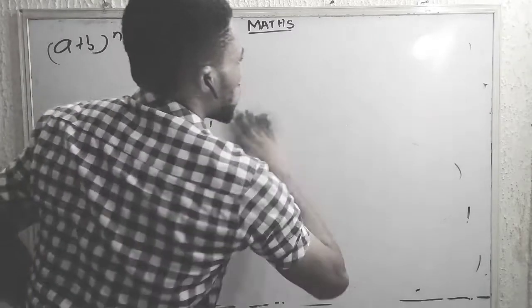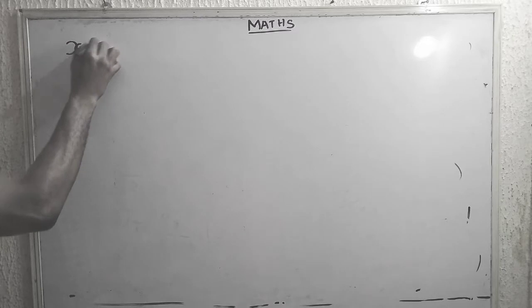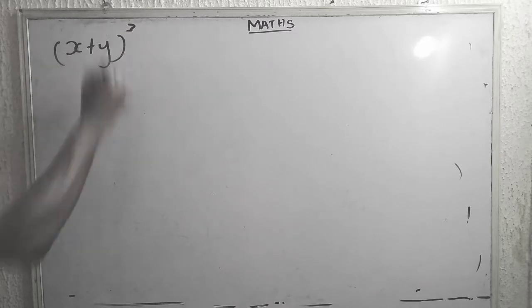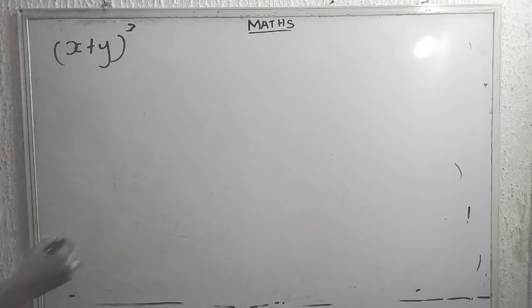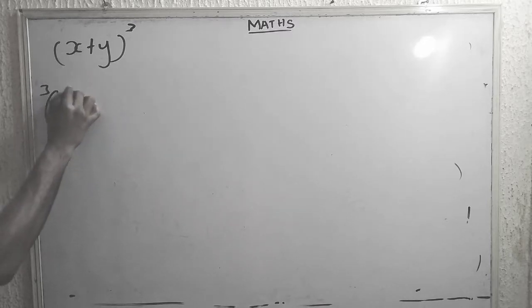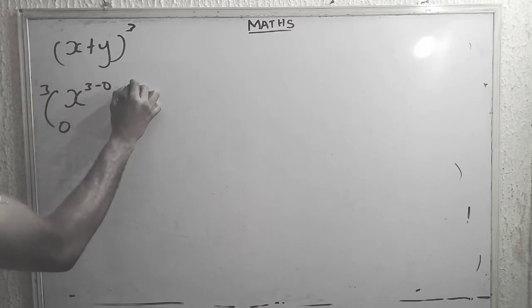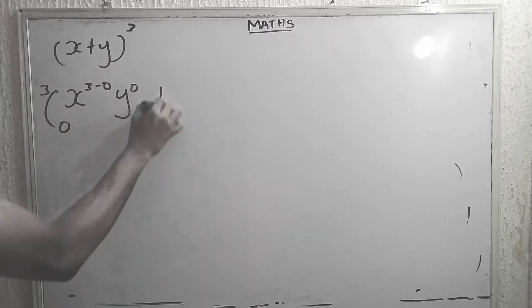Let us take a look again. If we are to use this to expand the previous example, which I wrote as (x + y) raised to power 3, and I want to expand that, what will I do? I write 3 combination 0, x raised to power 3 minus 0, y raised to power 0. I'll move to the other one.